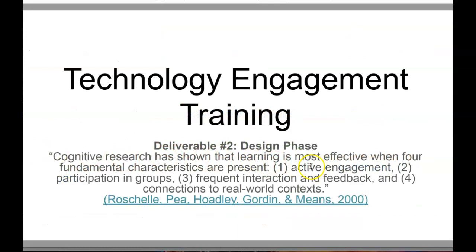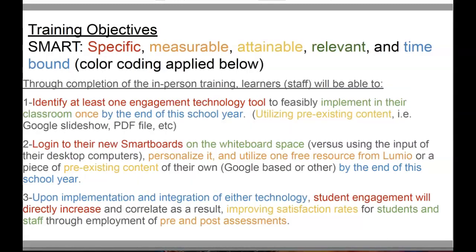Cognitive research has shown that learning is most effective when 4 fundamental characteristics are present: active engagement, participation in groups, frequent interaction and feedback, and connections to real-world context. Oh, and you've got one from Roy P. He is fabulous. And Hoadley. Both of them are just absolute leaders in the field of digital media and learning. So that's a highly authoritative quote that you brought in.